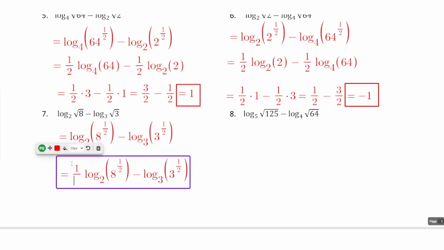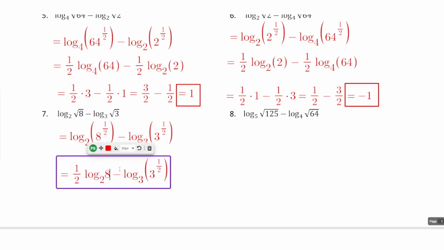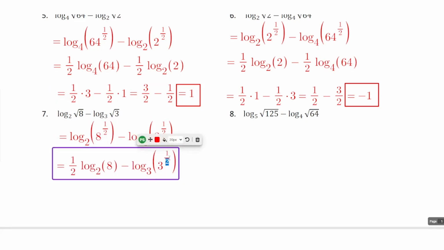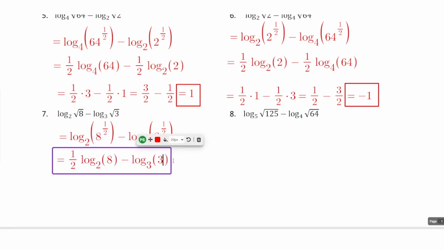as 1/2 times log base 2 of 8, and same thing over here with this next logarithm. We're going to move that exponent of 1/2. We delete that, bring it out to the front, and now this is what we've got.